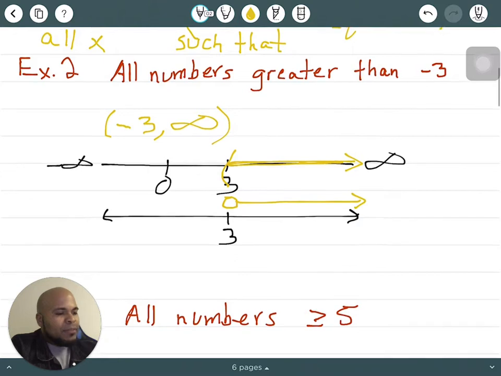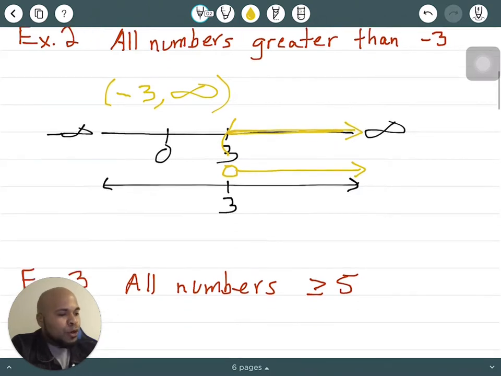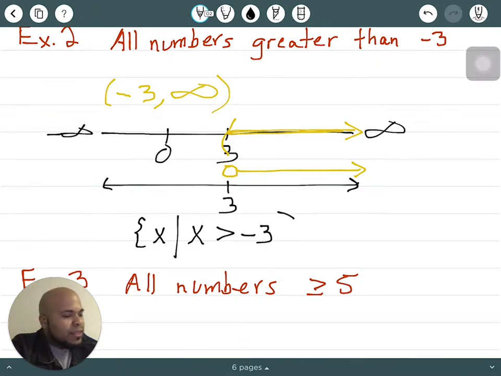Okay. The last way that I want you to do or know is set builder notation. So this is the set of all x's such that x is greater than -3. And then I close my braces, and that will be the answer.